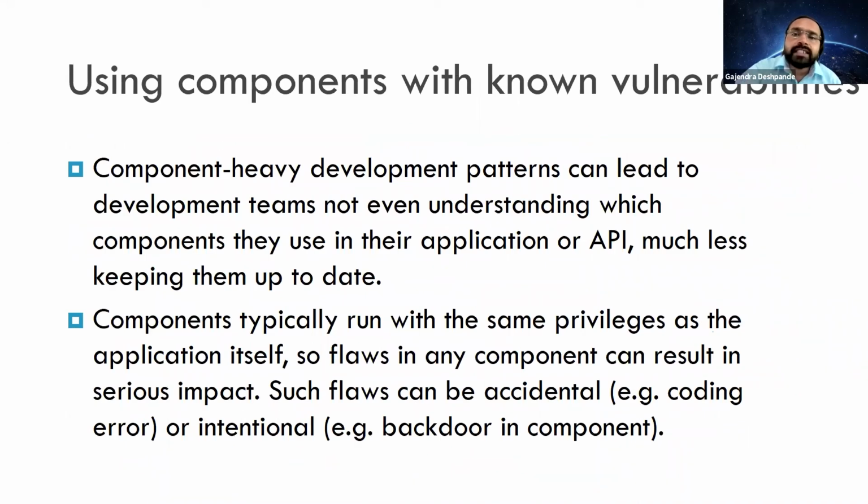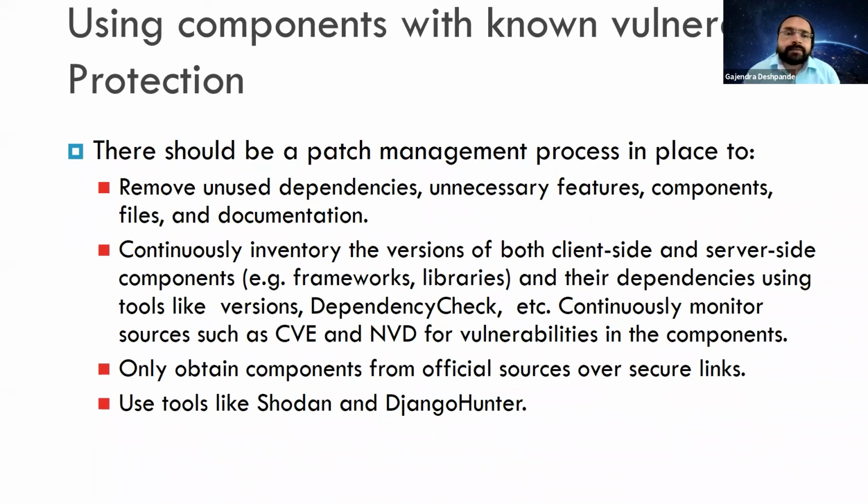Then, use components with known vulnerabilities, right? We know that we cannot trust third-party components, but they usually reduce the development effort. Then how can we secure this? You have to download the third-party components from their official website, then use tools like Shodan or Django Hunter, then perform a continuous inventory of the versions of both client-side and server-side applications, then remove unused dependencies, unnecessary features, components, files, and documentation. And the important thing is to keep updating your application.